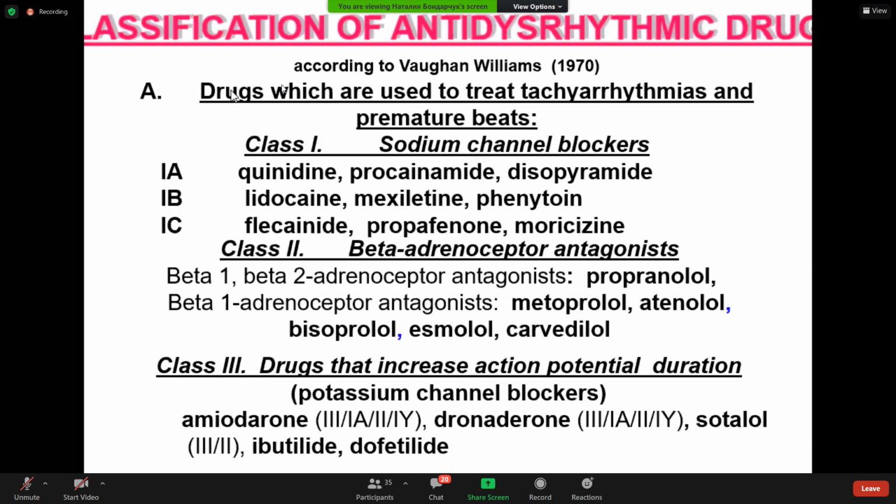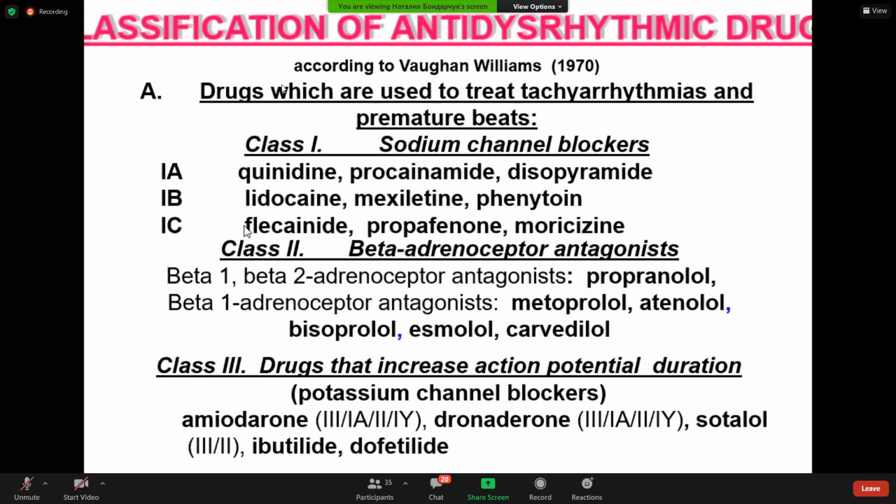So let's start with the drugs which are used to treat tachyarrhythmias and premature beats. Class 1 Roman, sodium channel blockers. 1A: quinidine, procainamide, disopyramide. 1B: lidocaine, mexiletine, phenytoin. Phenytoin drug was discussed in the previous semester. We can use such drug to treat epilepsy or to relieve pain. From today's class, you will know that phenytoin can also be used to treat ventricular arrhythmia.